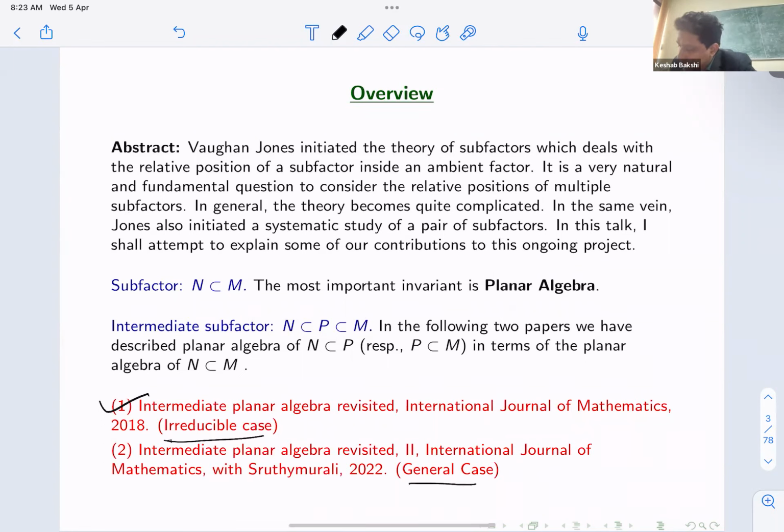I will explain those terms. This is very recent work we have done with Shruti Murali. So basically this is well understood. If there is one factor involved, this is well understood.